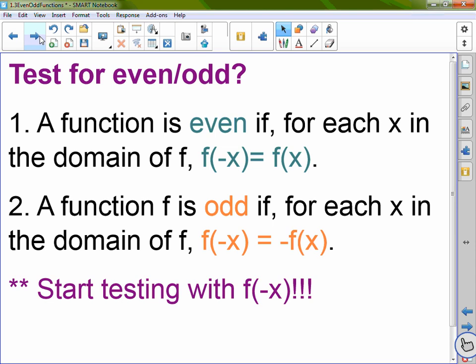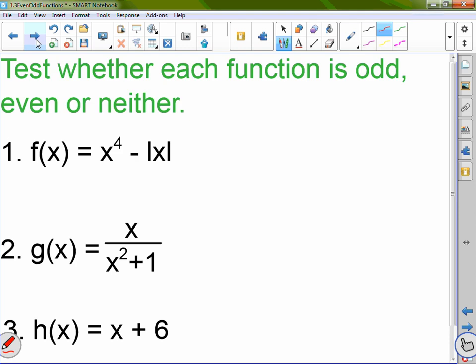So the way that we test for that, and I showed it just a minute ago, is we try plugging in f of negative x, and we see if it simplifies back to regular old f of x. And if we try f of negative x, and it winds up being the opposite of our original, then we know it's odd. So I will show you what I mean. We're going to do the even-odd test.